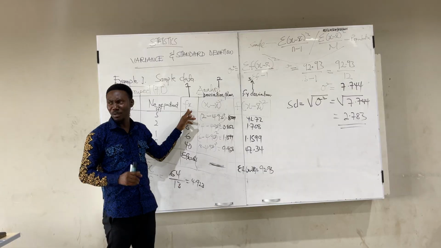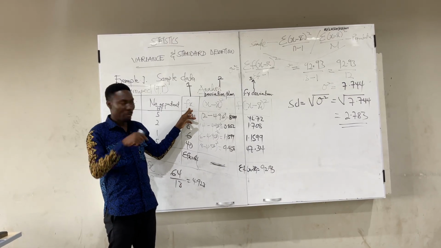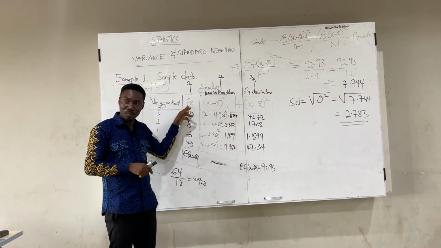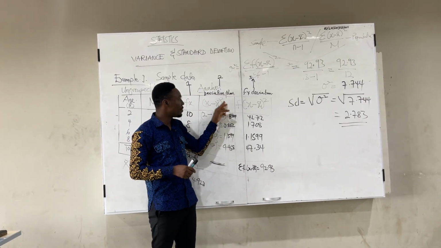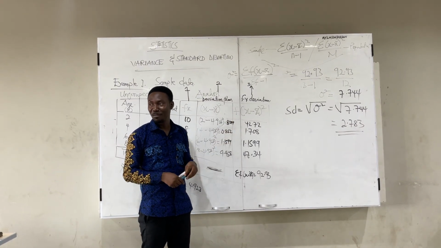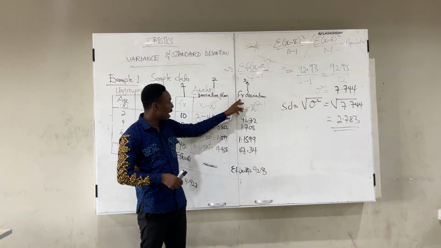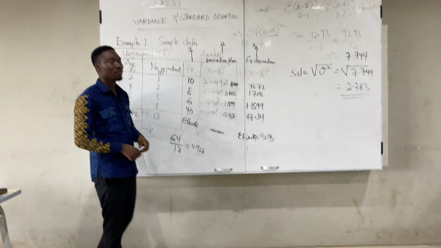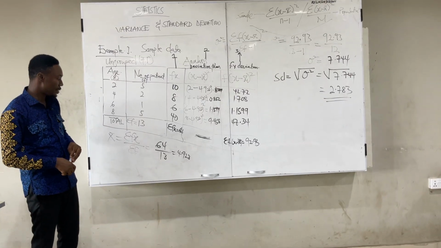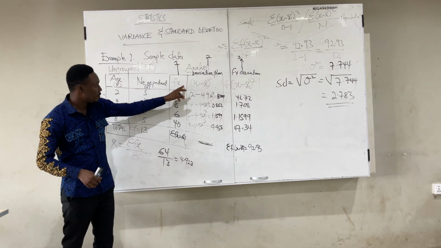Why the f of x column? Because of the mean. The reason why we have the f of x column is because of the mean calculation. The reason why we have the deviation column is because of the variance. And the reason why we have the frequency times the deviation column is also because of the variance. Is that okay? Great. So we did our f of x.